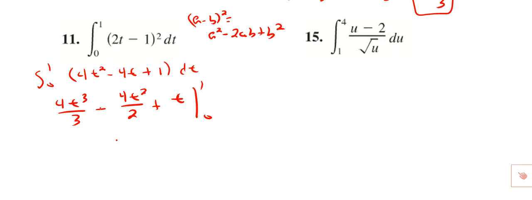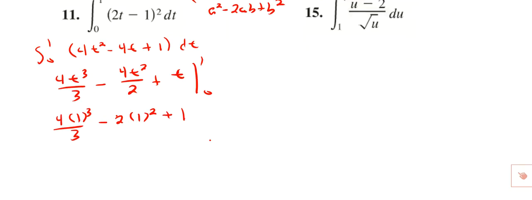So if I evaluate this at 1, I have 4 times 1 to the third power over 3, and 1 to the third power is 1, minus 4 divided by 2, which is 2, so 2 times 1 squared, plus 1. Now if I evaluate this at 0, you see that each one of these terms is 0: 4 times 0 divided by 3 is 0, 4 times 0 divided by 2 is 0, plus 0. So if I evaluate this at 0, it would just be 0.